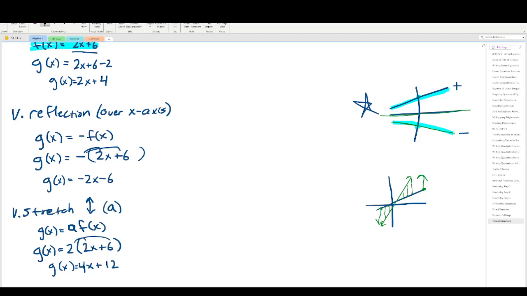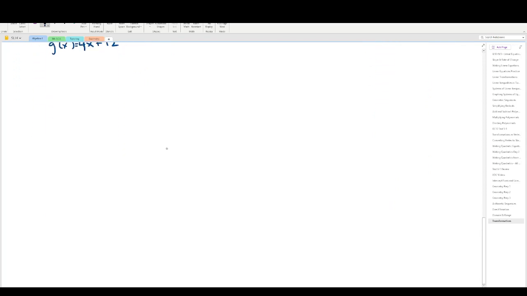So those are the 3 vertical changes and how they affect the graph. And like I said, they're all pretty straightforward. The horizontal ones are going to feel slightly weirder, but let's go ahead and talk about those. We have the same 3 kinds of changes. So we'll start with a horizontal translation.